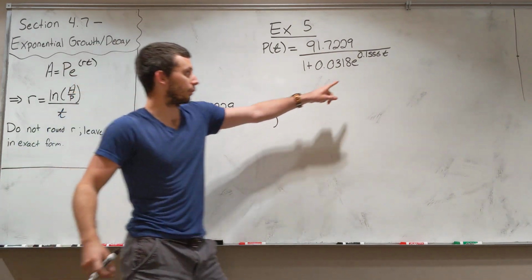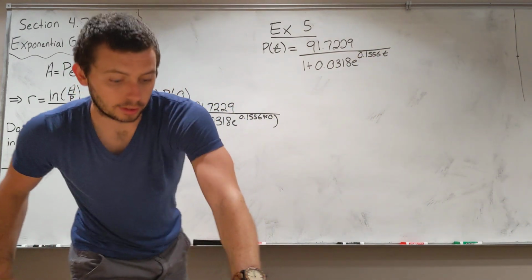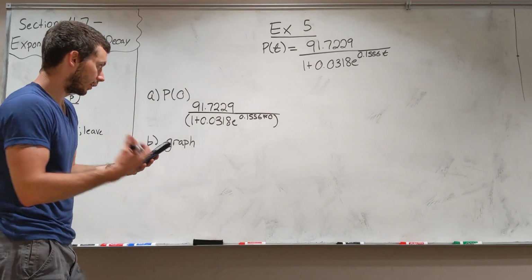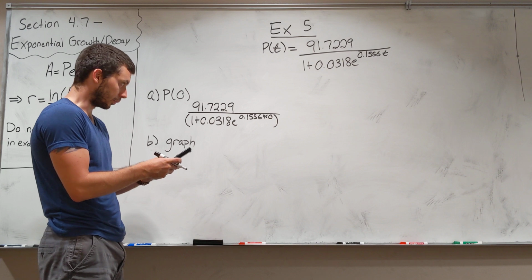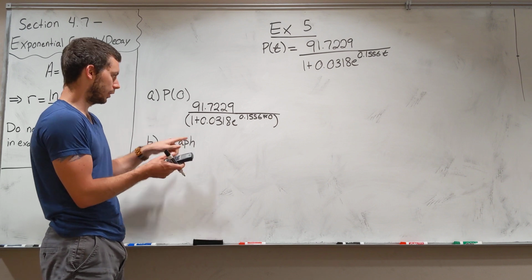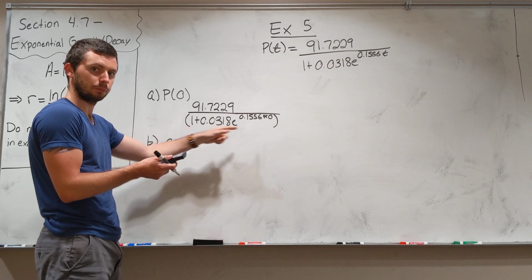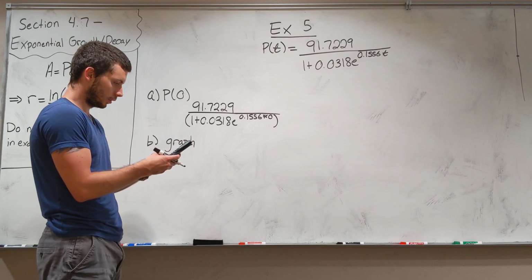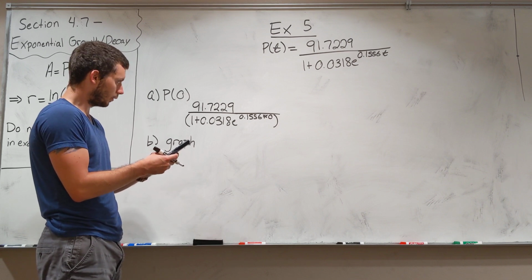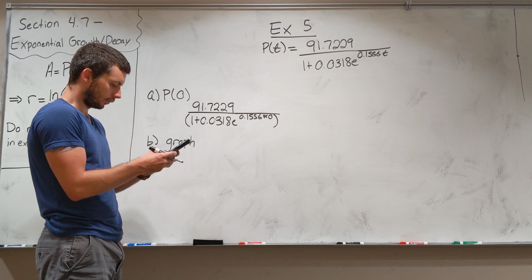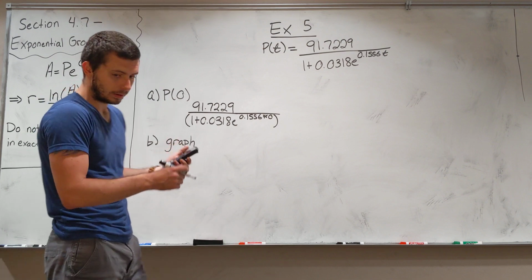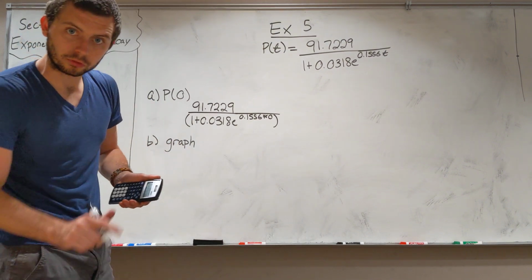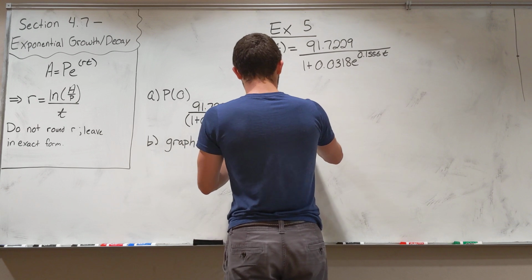So it's plugging in 0 for the t here. It is definitely a very elongated problem, but at least for part A, it does resort down to calculator work. Again, don't forget your parentheses when you plug in the denominator. 0.8 e raised to the 0.1556 times 0, close parenthesis. And it does want you to round to 1 decimal place.